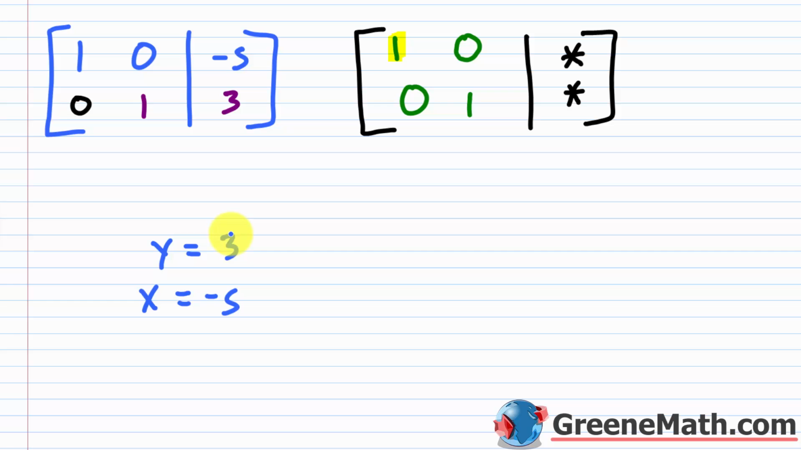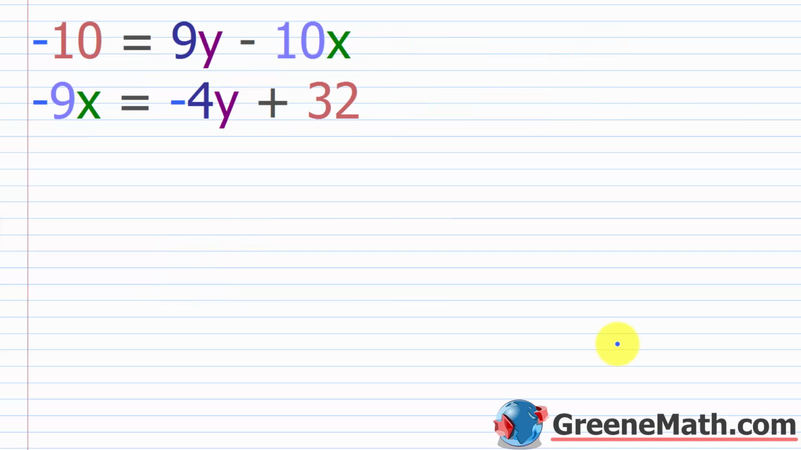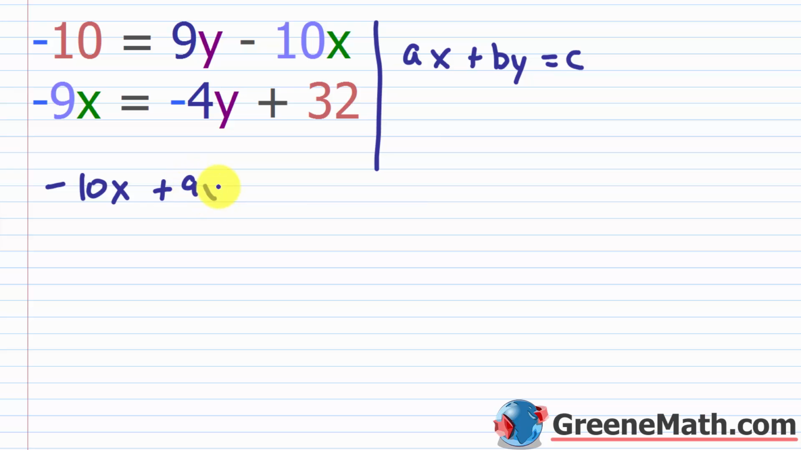Okay, so let's go ahead and take a look at another example. So the second example here, we have -10 equals 9y minus 10x, and we have -9x equals -4y plus 32. The first thing we want to do, again, is make sure this is written as ax plus by equals c. For this one over here, really all I have to do is flip it. I don't need to change anything. I can just say this is -10x plus 9y equals -10. That's perfectly legal. Then for this one right here, I have my -9x. I'm going to add 4y to both sides of the equation, and this equals 32.